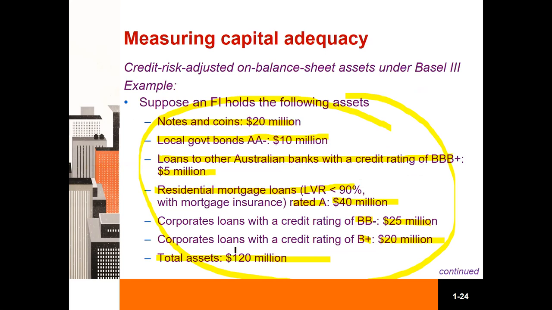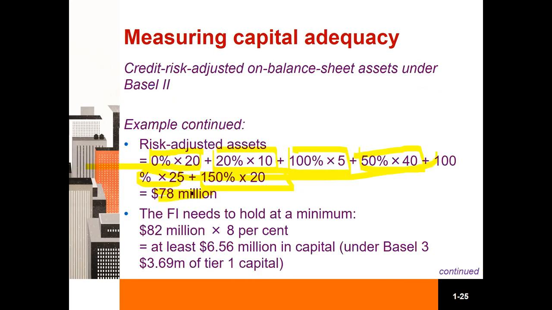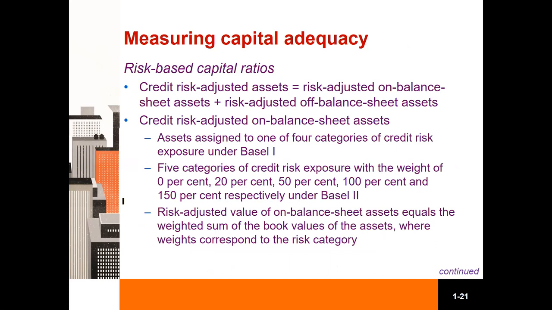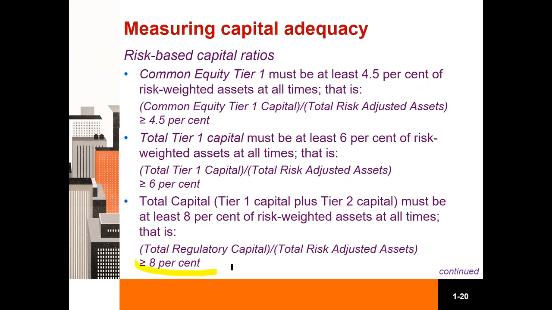So you can see that although the total assets of this financial institution were way higher, the risk-adjusted assets are $78 million. And as we learned in the last video, when we calculated the risk-adjusted capital ratio, we saw that this capital ratio must be greater than or equal to 8%, if you can remember this.